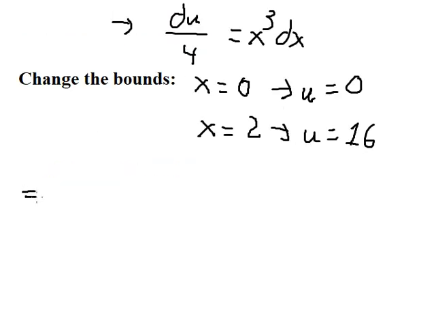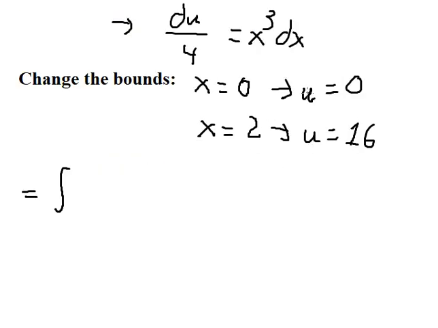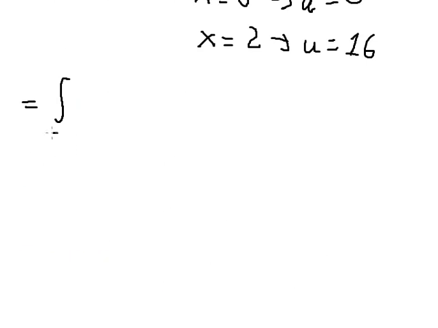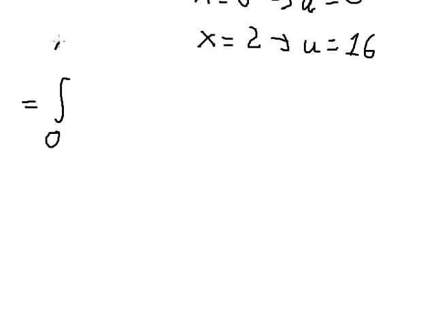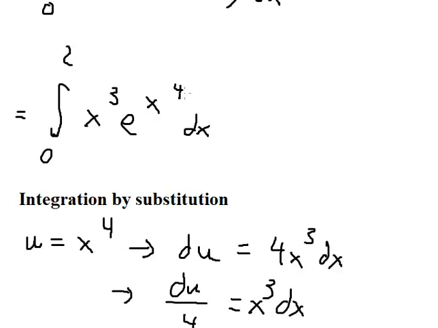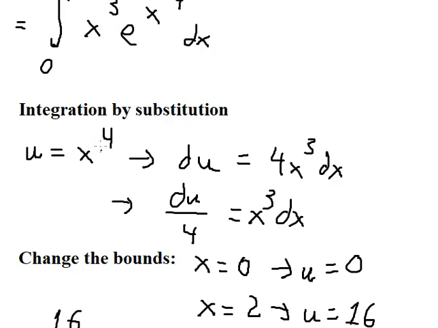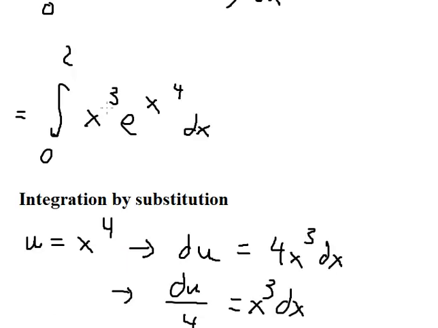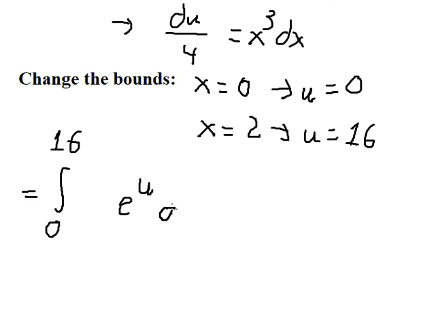So number 0 we change to number 0. Number 2 we change to 16. S to the power of 4 we change to u. S to the power of 3 dx we change to du over number 4.